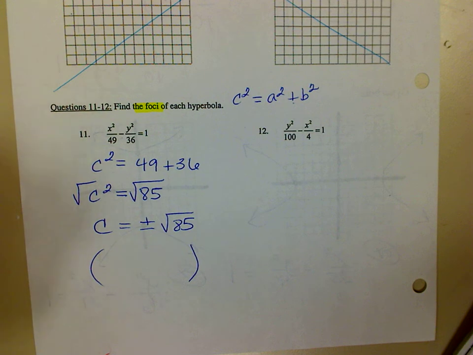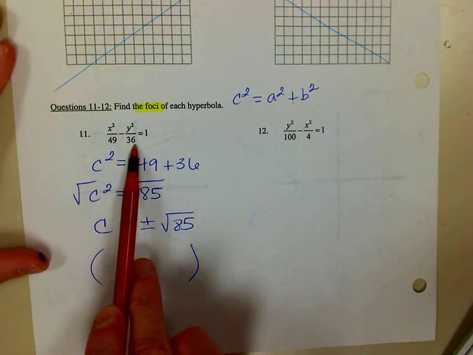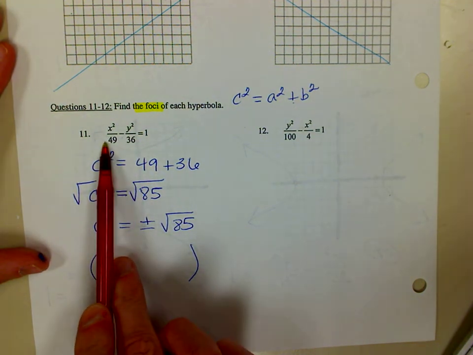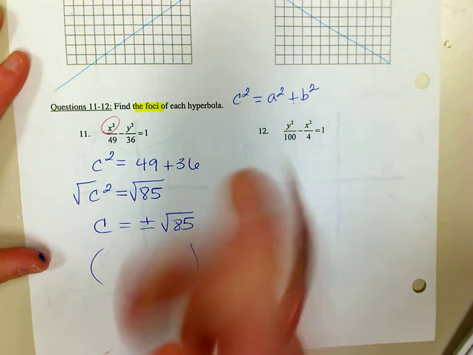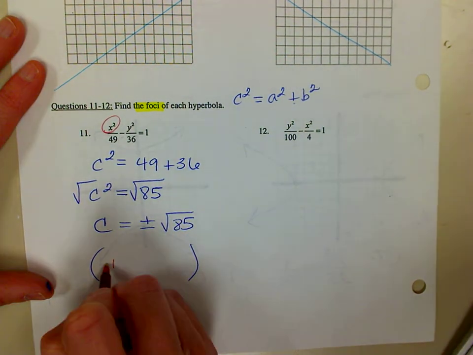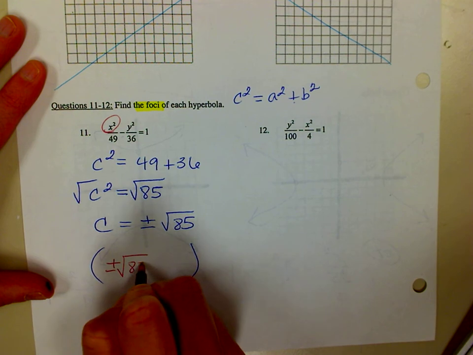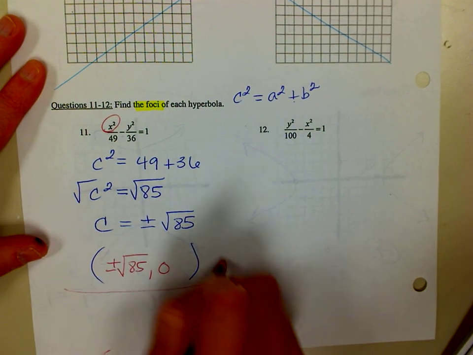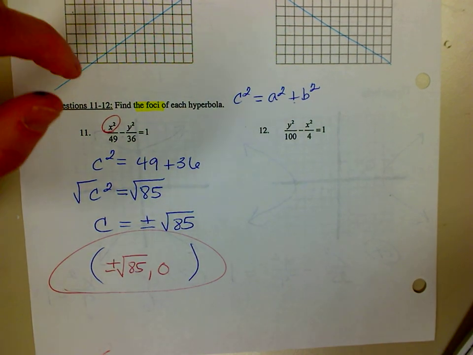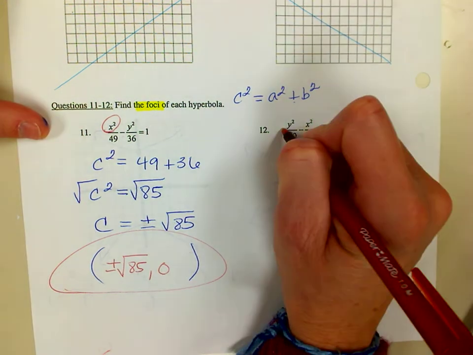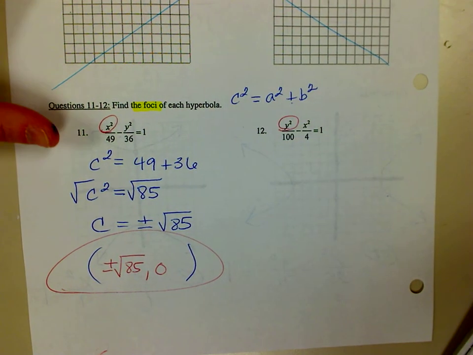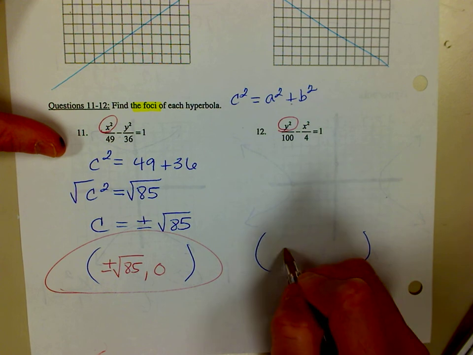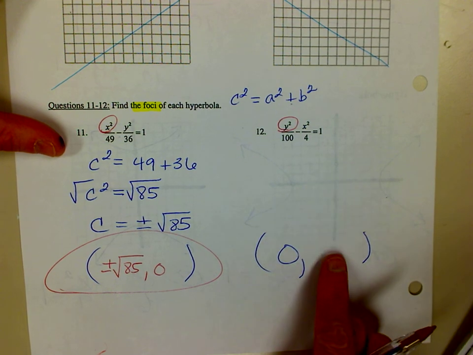Now this time, it doesn't matter which one's bigger. It's which one is first. So since x squared is first, this goes in the x spot. So that would be my foci. This time, y squared is first. So when I'm finished, the answer that I get is going to go in the y spot.